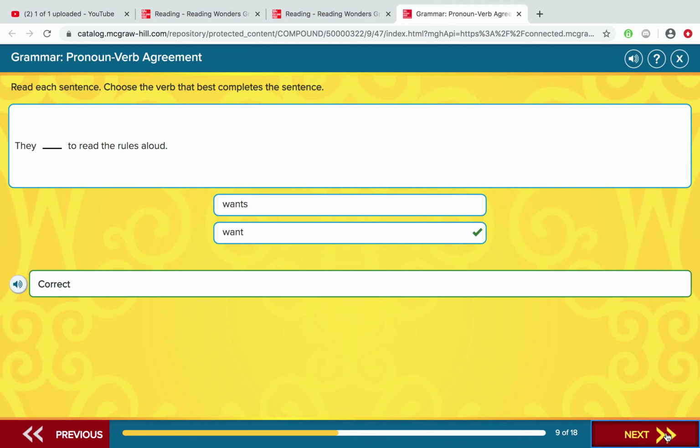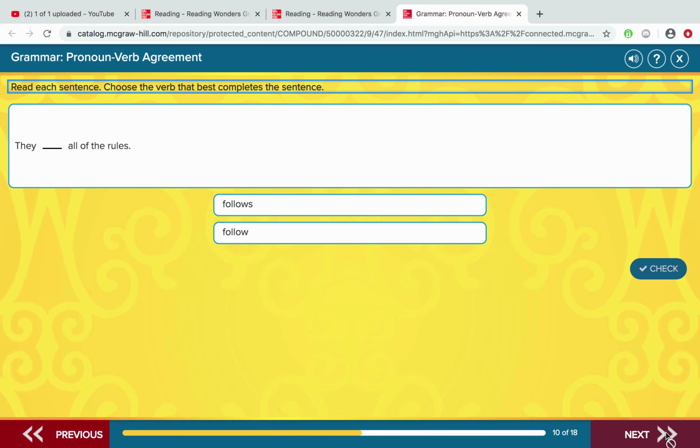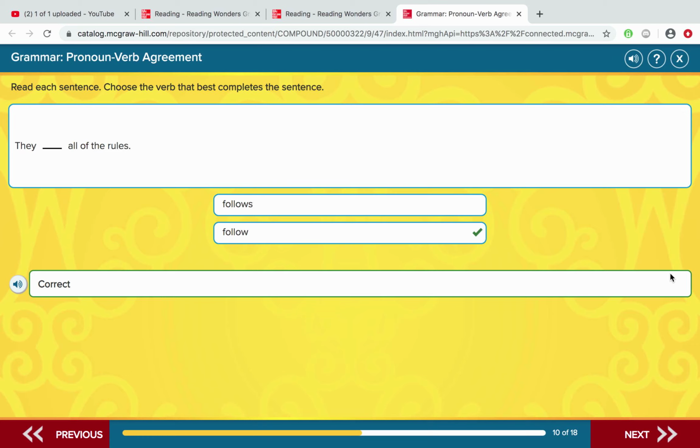Here's the last one. They blank all of the rules. Here's the word they as the pronoun again. Just like with the word I, you do not need to add an S to the verb. So which choice would that be? Follows or follow? They follows all of the rules? That doesn't sound very good. They follow all the rules sounds great. Excellent work. All right, friends, if you put follow or you were thinking that inside your mind, you are correct.